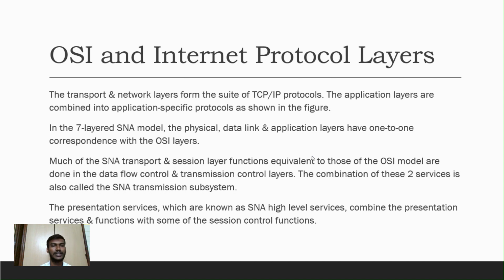In the seven-layered SNA model, the physical, data link, and application layers have one-to-one correspondence with the OSI layers. Much of the SNA transport and session layers functions equivalent to those of the OSI model are done in the data flow control and transmission control layers. The combination of these two services is also called the SNA transmission subsystem. The presentation services, which are known as SNA high level services, combine the presentation services and functions with some of the session control functions.